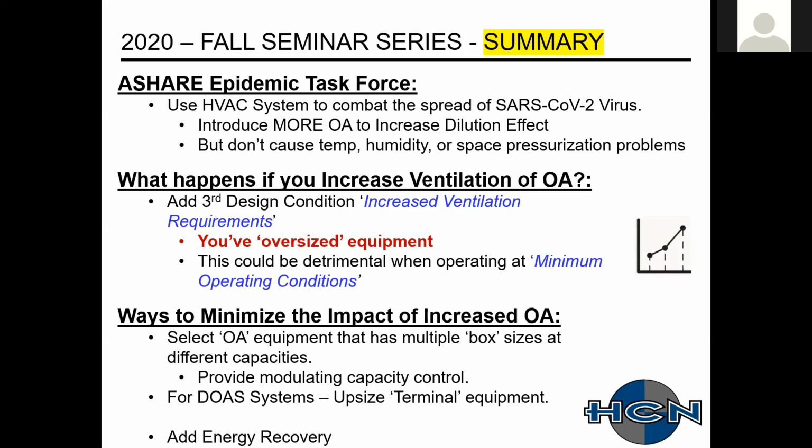And then just a couple of examples of ways to minimize the impact of the increased outside air. When selecting an outside air equipment, whether it's an applied rooftop or a DOAS unit, you might want to consider one that has multiple box sizes at different capacities. Always want to emphasize that you should provide modulating capacity control to help reduce any fluctuations in the comfort in the space. I looked at, if you had a DOAS system, considering upsizing your terminal equipment. Terminal equipment, once again, was fan coils, UVs, water source heat pumps, etc. And then once again, another item that we'll talk about in the next presentation is adding energy recovery, right?